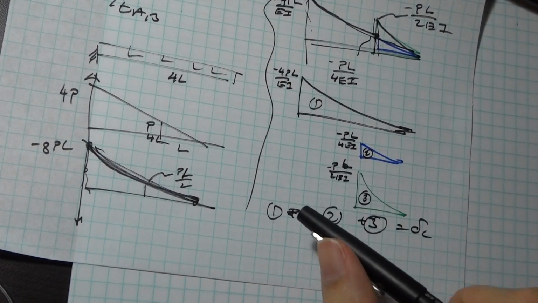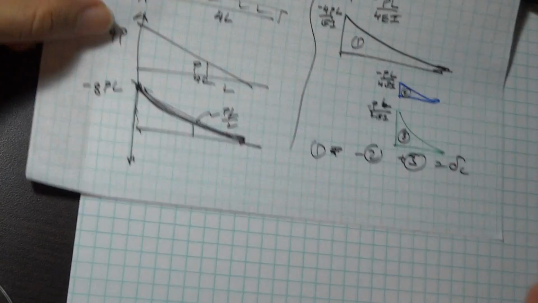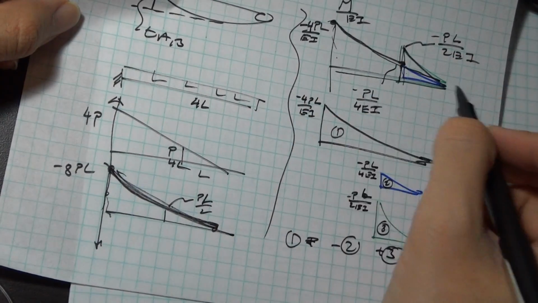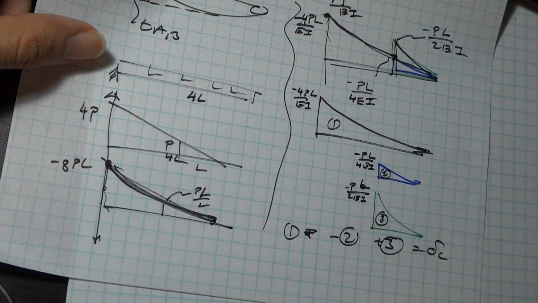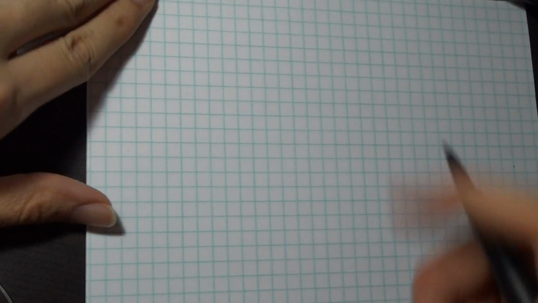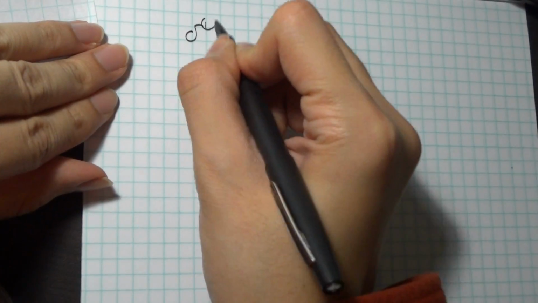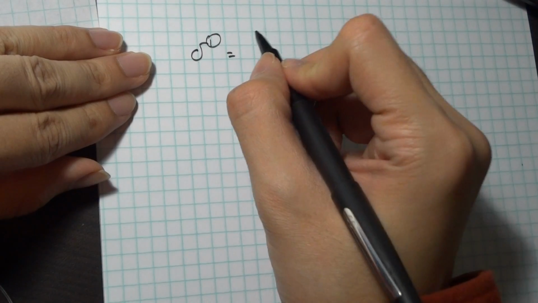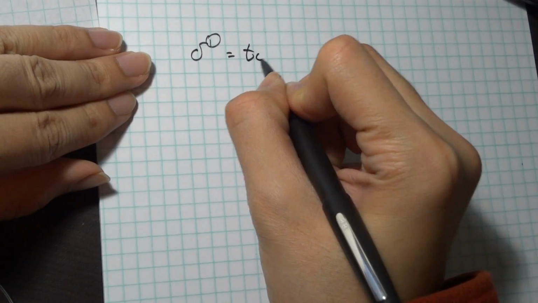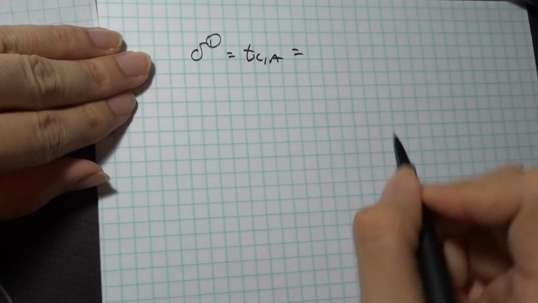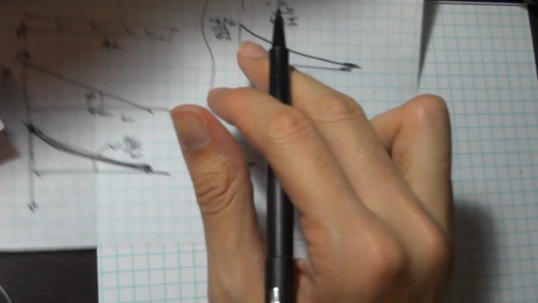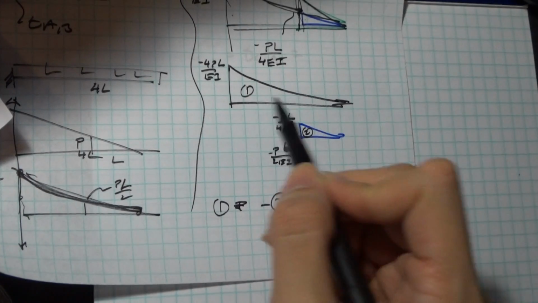I'm going to find one of those values right now. What is the deflection at C due to this big parabola up here? If I look at delta 1, for example, this is going to be equal to my TCA equation. That is equal to the area of the moment diagram, the area of this parabola, times the distance from the centroid to the end.